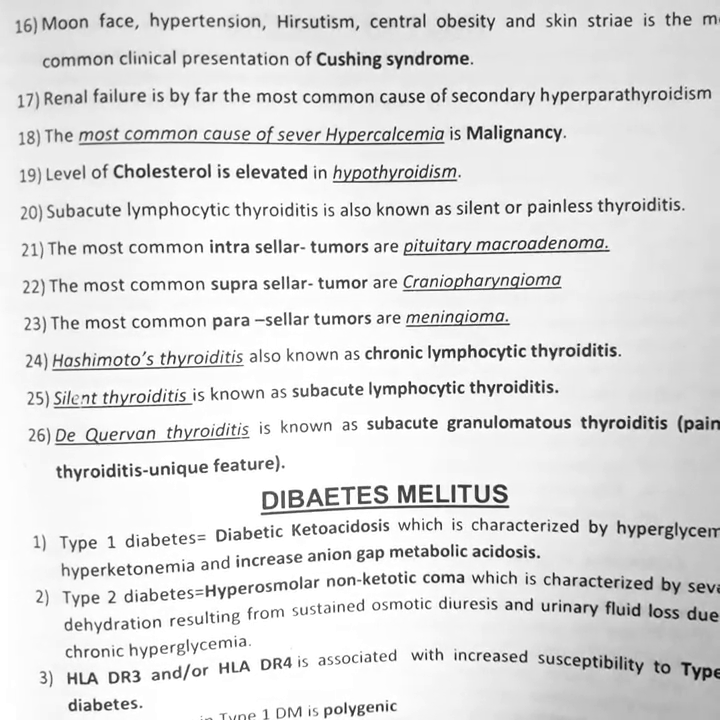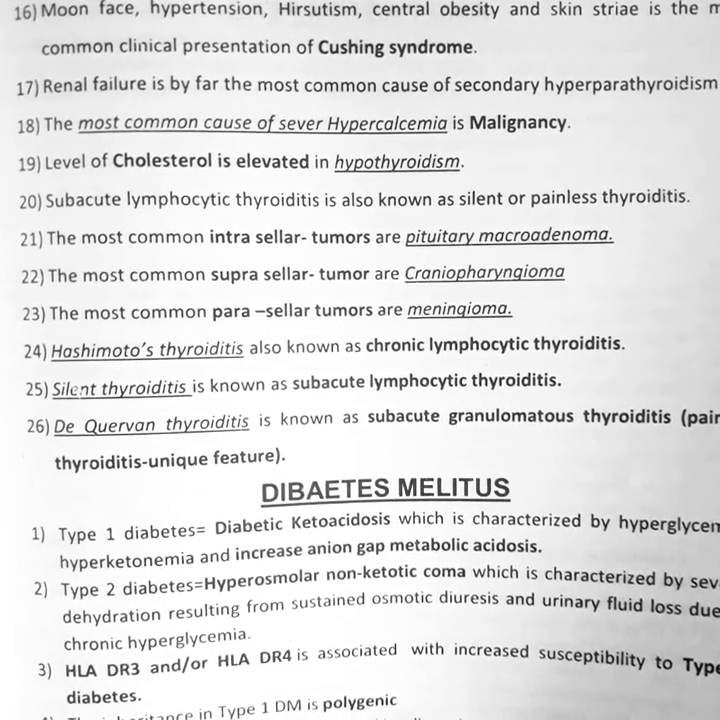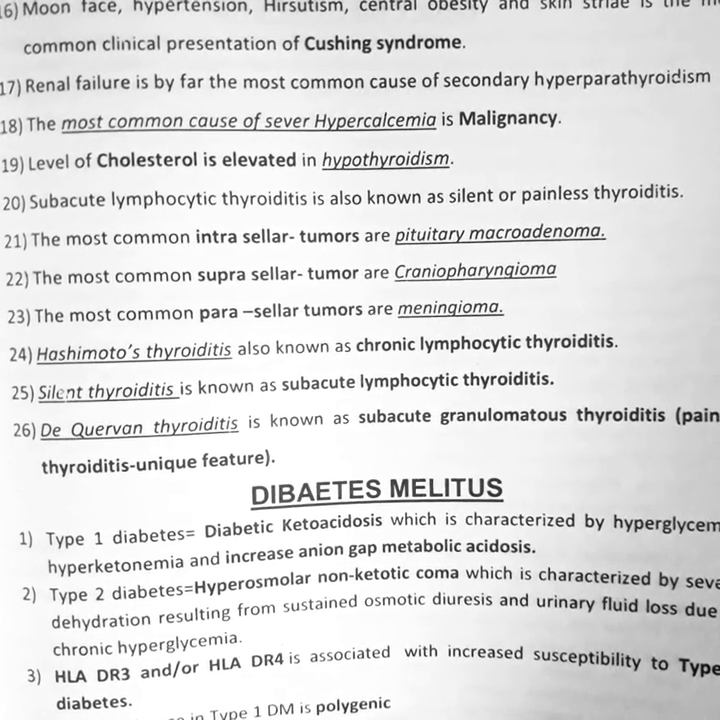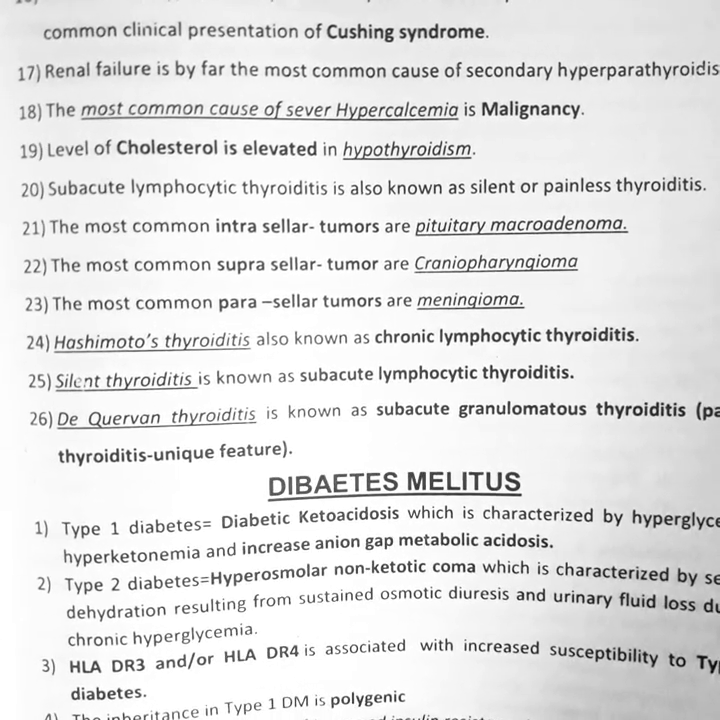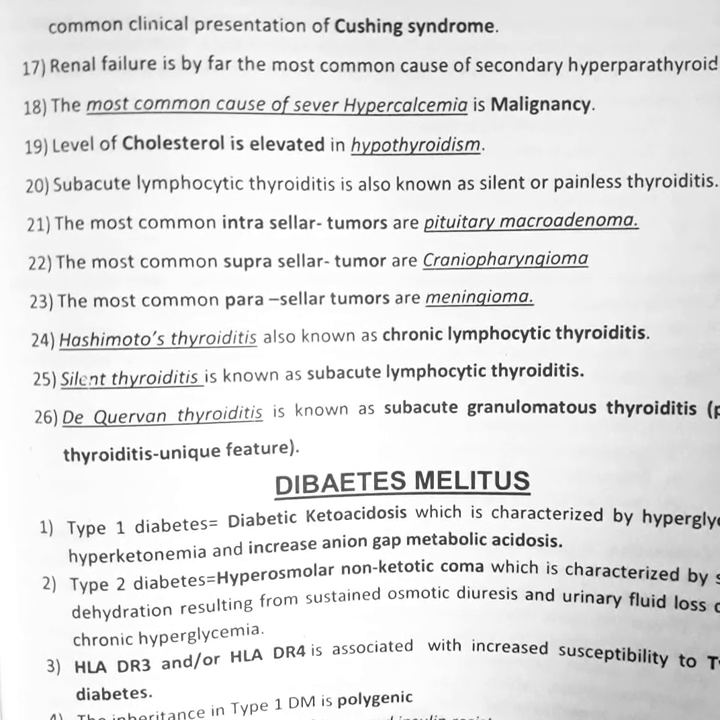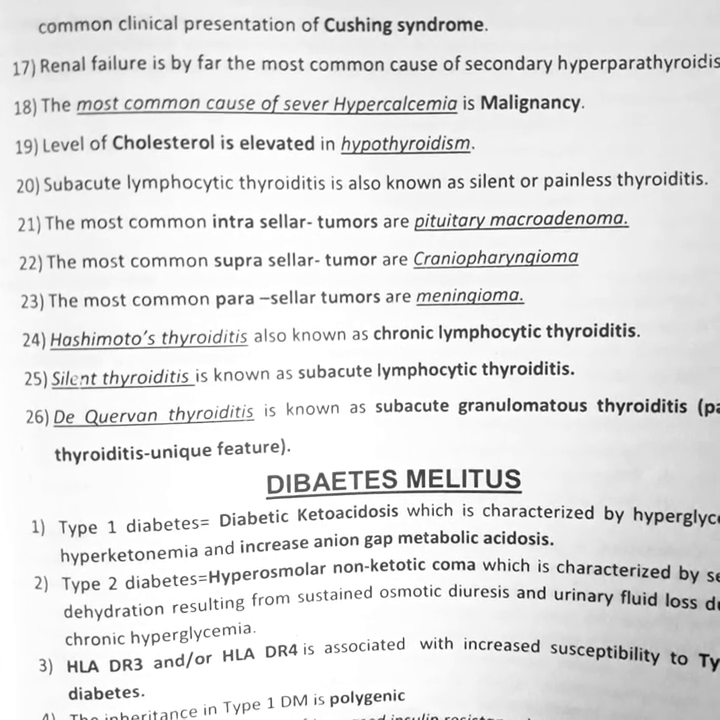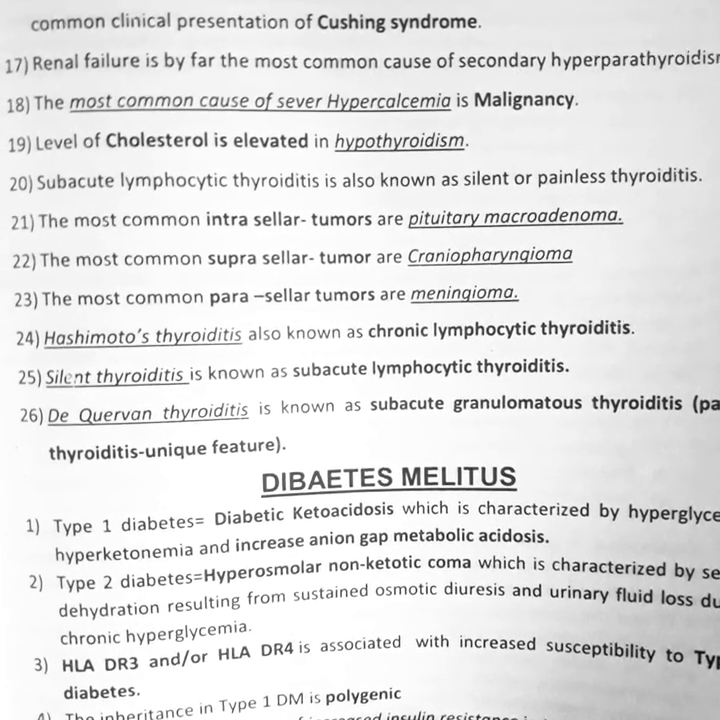Renal failure is by far the most common cause of secondary hyperparathyroidism. The most common cause of severe hypercalcemia is malignancy. Level of cholesterol is elevated in hypothyroidism. Subacute lymphocytic thyroiditis is also known as silent or painless thyroiditis.